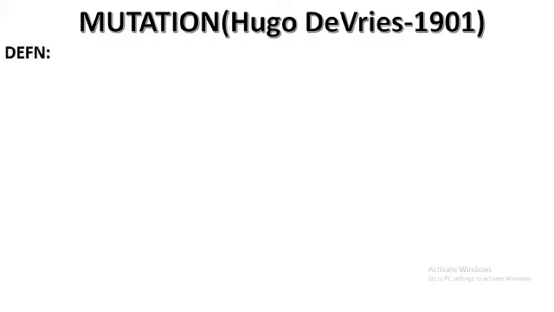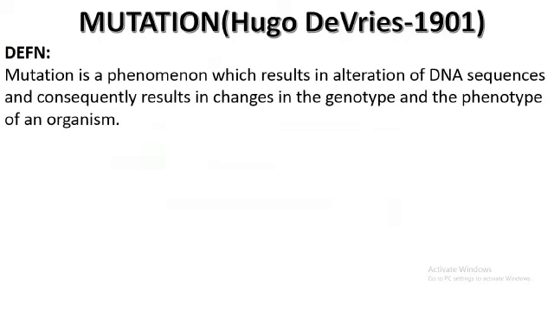So let us define what is mutation. There are different definitions for mutations. The first one is like this. Mutation is a phenomenon which results in alteration of DNA sequences and consequently results in changes in the genotype and phenotype of an organism. Remember, genes are present on chromosomes. Genes are made up of DNA. The DNA sequences are made up of nucleotides, and nucleotides in turn contain nitrogenous bases.